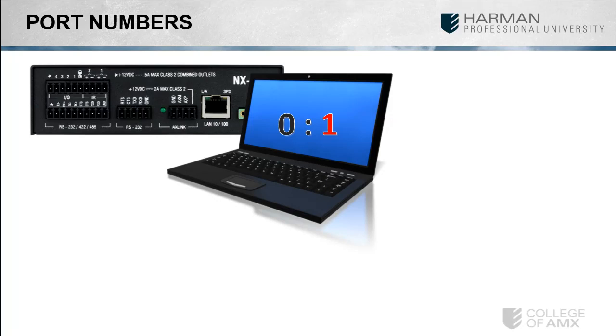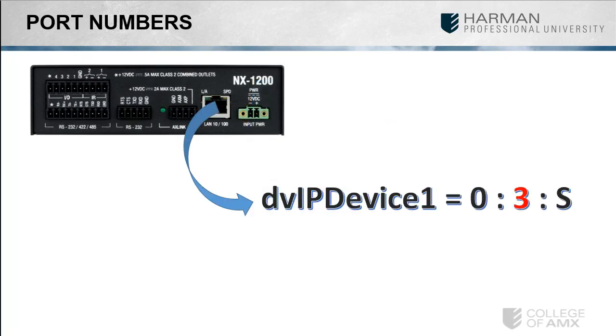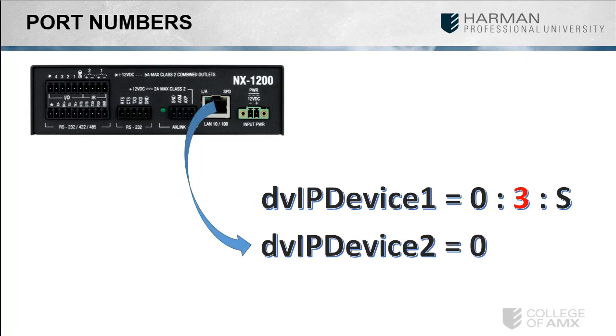These ports should be assigned in numeric order so that DVIP device 1 is 0:3:S, DVIP device 2 is 0:4:S, where S is the system number, which we'll cover in the next tutorial.